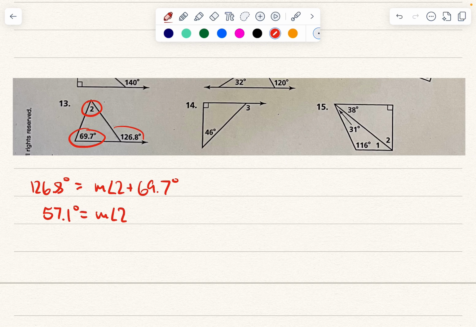Okay, for the next one, number 14, we know, now this time, 3 is the exterior angle. So we go, great. The measure angle 3 is equal to the sum of the 2 remote interior angles, 46 degrees and 90, which gives me 136 degrees.